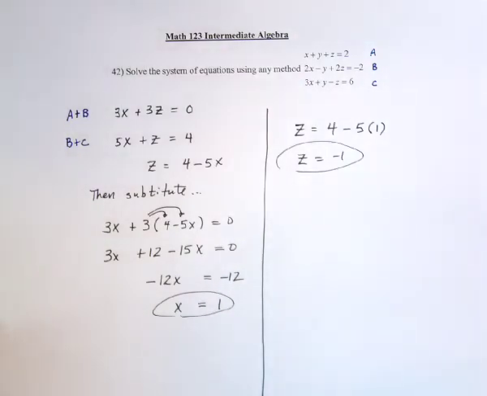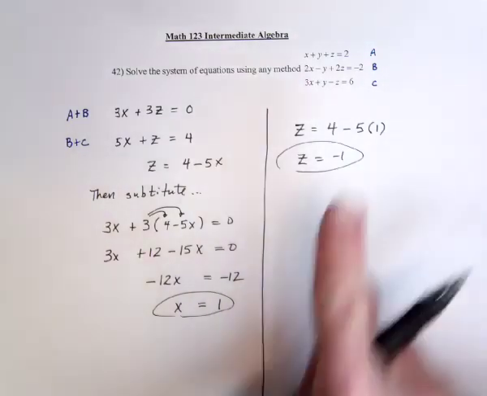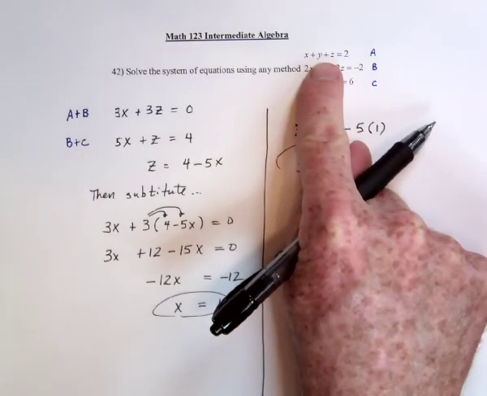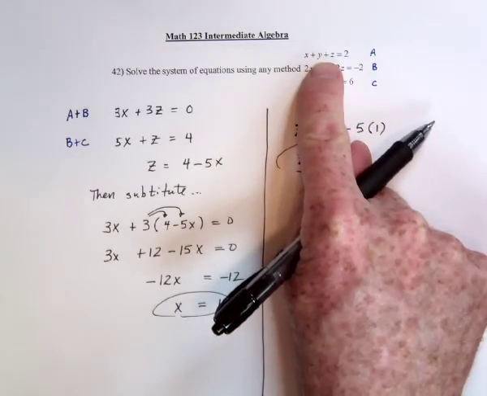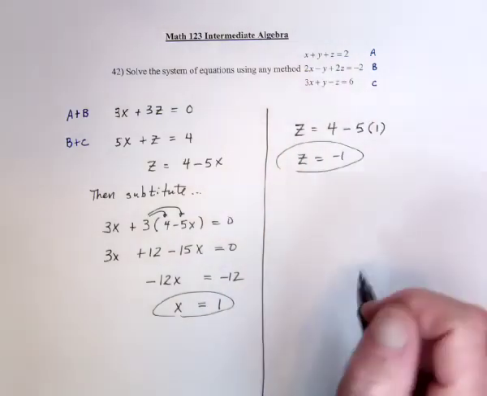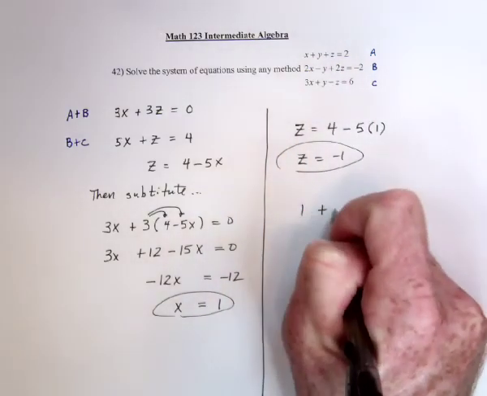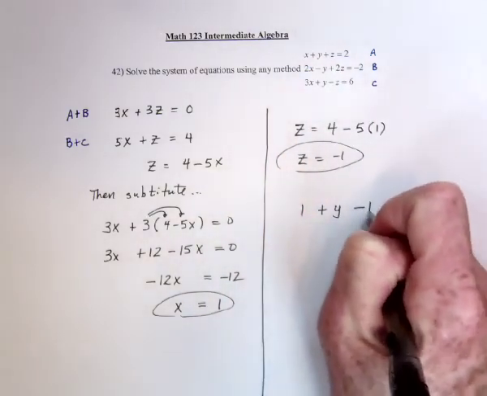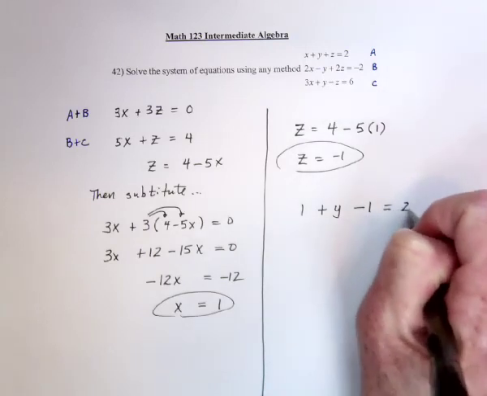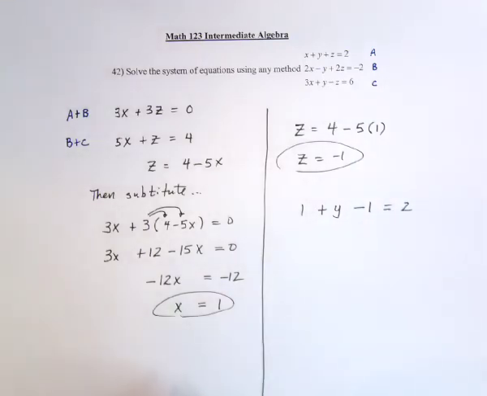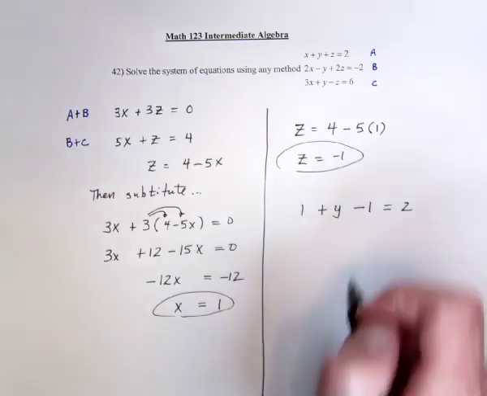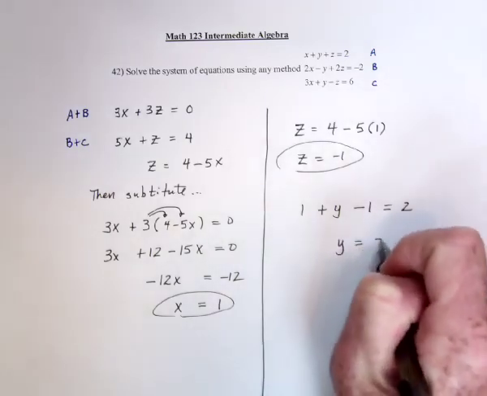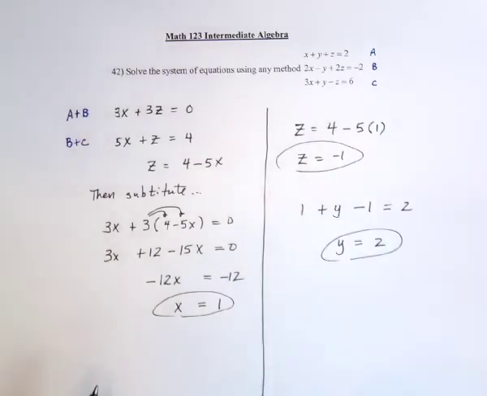Now that we have those two, then go back to one of the original equations, whichever you want to work with. I'll use the top one. And substitute what we got for x and what we got for z, a negative 1. And equation A says it equals 2. Oh, nice. So the 1 and negative 1 are going to cancel each other out. Our work is done. Y is equal to 2.